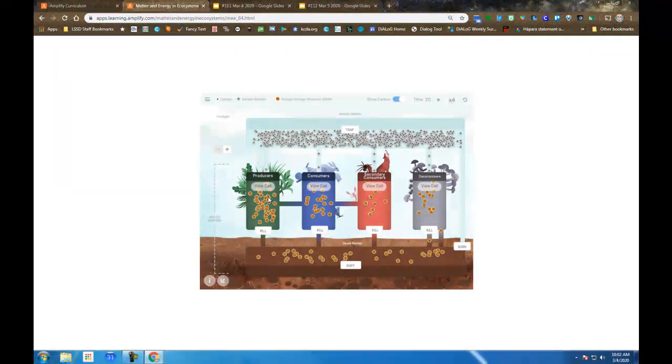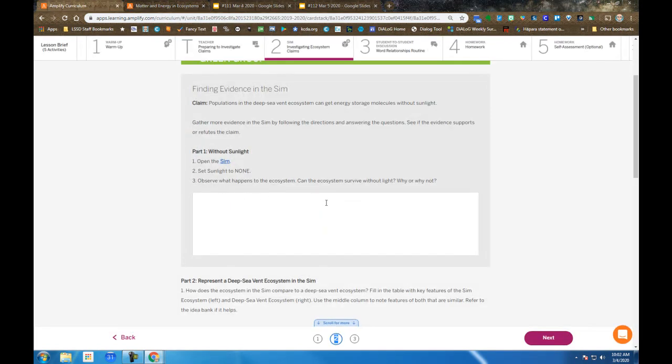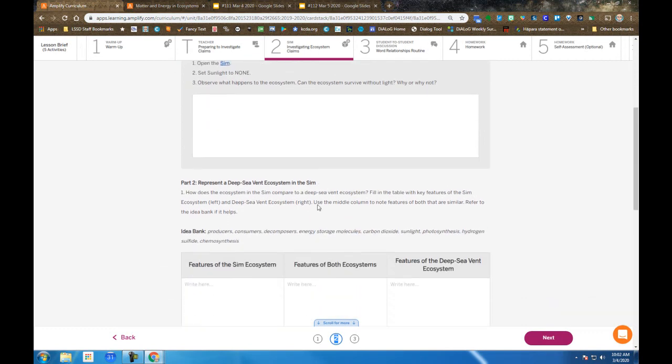And what you should start to see is the energy storage molecules are no longer produced by the producers. And so they start to decline or go down in all of the organisms after that, to the point where there are no more energy storage molecules in the ecosystem. There's no energy for the producer to produce energy storage molecules, in this case, sunlight. And you're going to want to respond in the square to explain that.